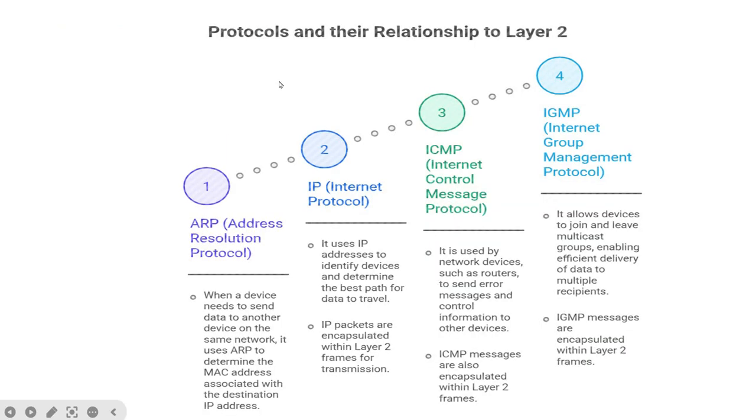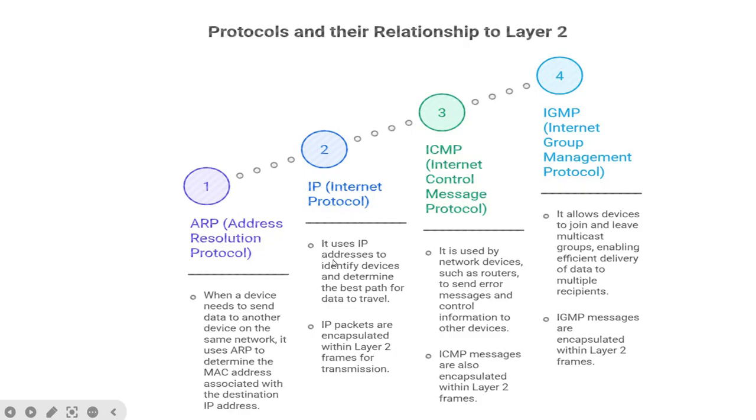Some of the protocols associated with the internet layer are the Address Resolution Protocol, then the Internet Protocol, IP, the Internet Control Message Protocol, ICMP, and the Internet Group Management Protocol, IGMP. With the Address Resolution Protocol, suppose a device needs to send data to another device on the same network. It uses ARP to determine the MAC address associated with the destination IP address.